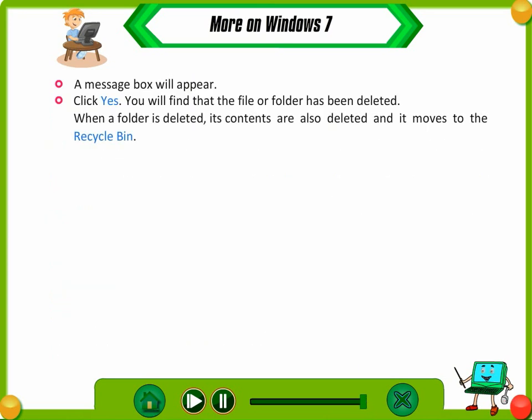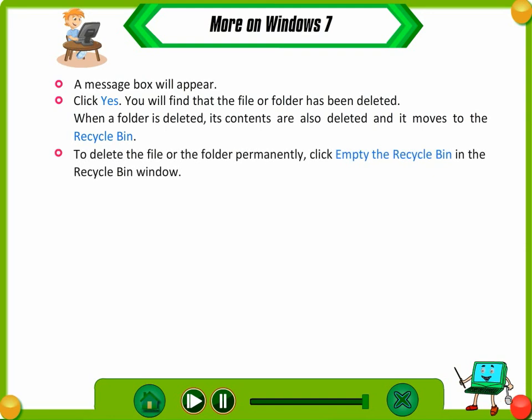A message box will appear. Click Yes. You will find that the file or folder has been deleted. When a folder is deleted, its contents are also deleted and it moves to the recycle bin. To delete the file or the folder permanently, click Empty the Recycle Bin in the Recycle Bin window.